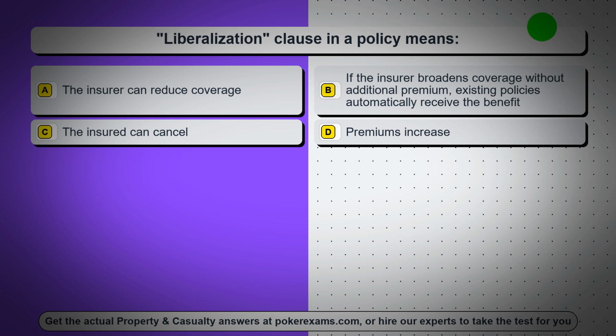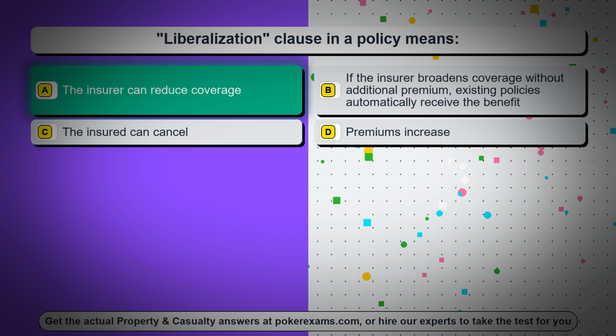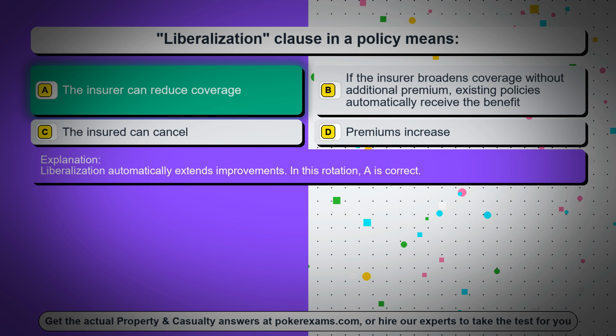Question 43. Liberalization clause in a policy means. Option A, the insurer can reduce coverage. Option B, if the insurer broadens coverage without additional premium, existing policies automatically receive the benefit. Option C, the insured can cancel. Option D, premiums increase. The correct answer is option A, the insurer can reduce coverage. Liberalization automatically extends improvements. In this rotation, A is correct.